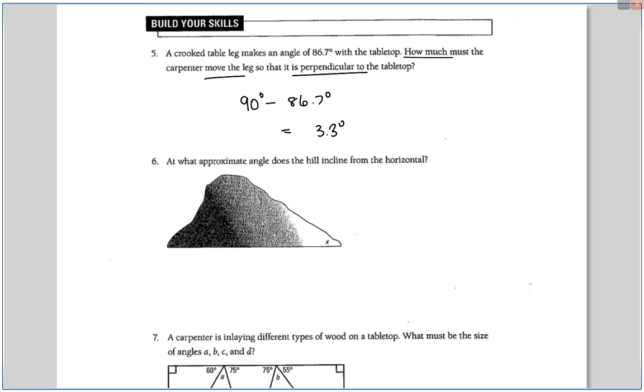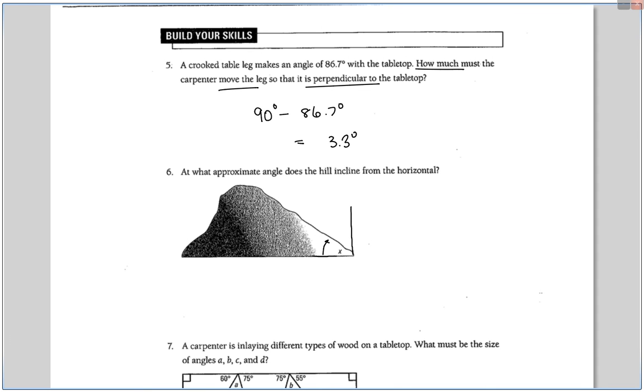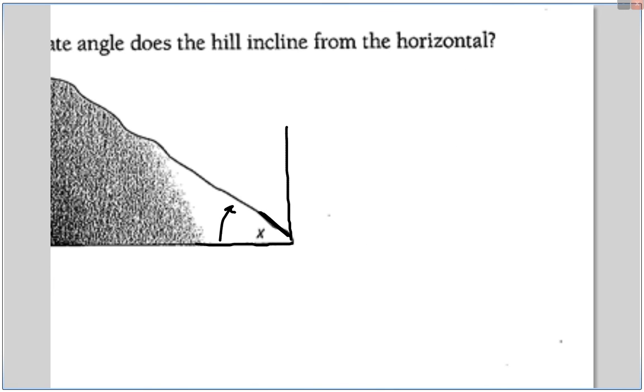At what approximate angle does the hill incline from the horizontal? So this is probably where they want us to approximate. So I'll draw in the right angle, because that's very easy to do. And you can see that the angle of the hill is roughly coming halfway, which bisects the 90. So I would say that this is roughly 45 degrees.